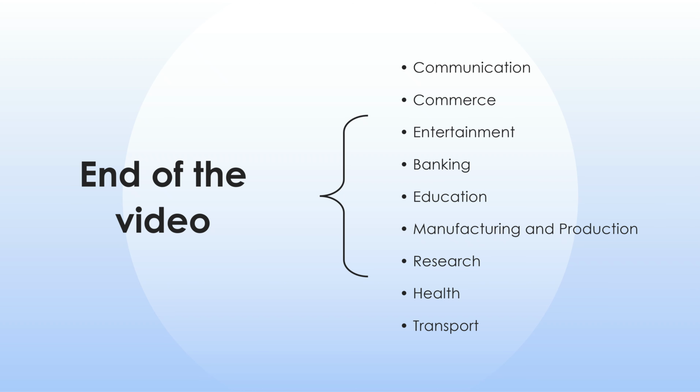So let's bring it all together. We have seen 9 sectors where ICT is applied. We have communication, commerce, entertainment, banking, education, manufacturing, research, health, and transport. So if you can take one thing from this video, let it be this: ICT is what happens when computer systems stop working alone and start exchanging information, either with each other or with us.